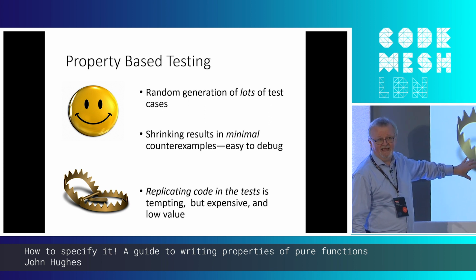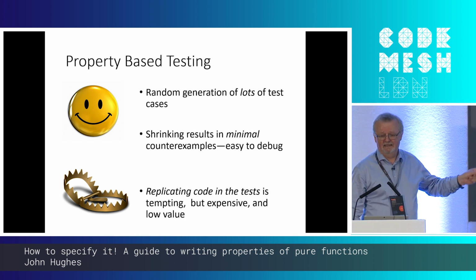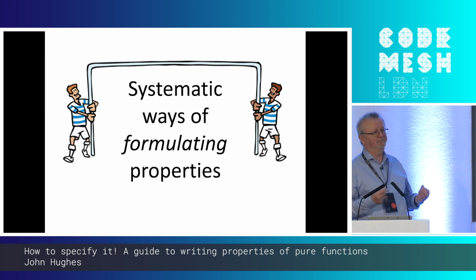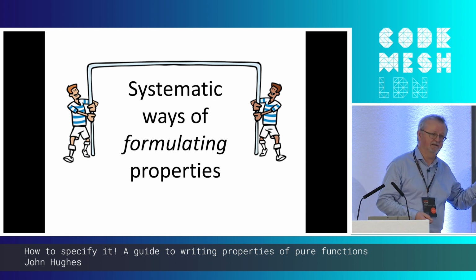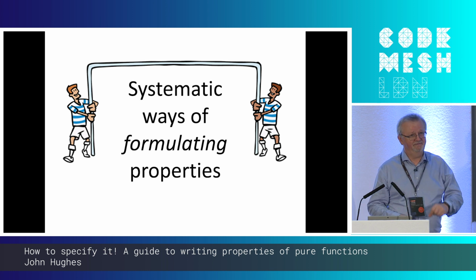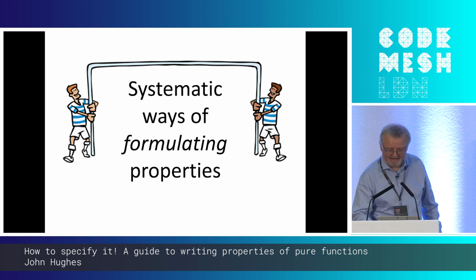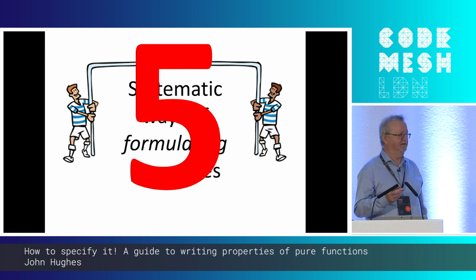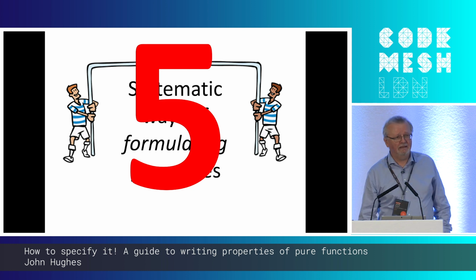So what this talk is about is avoiding that trap. I'm going to talk about systematic ways of formulating properties, ways of thinking about your problem that can help you write properties that do not replicate the code, but are effective at revealing faults. And if I have enough time, I'm going to show you 5 different ways of thinking about your properties. I'm going to need an example.